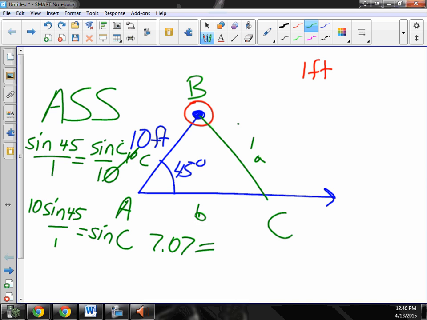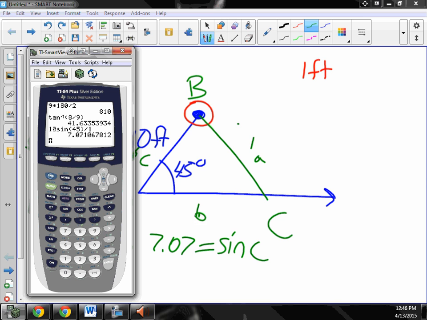It's the sine of c. Now, in order to figure out what c is, I need to take the inverse. So, inverse of the answer, and I get error. Why? How come? You're about to know. Good thing you came to class today.